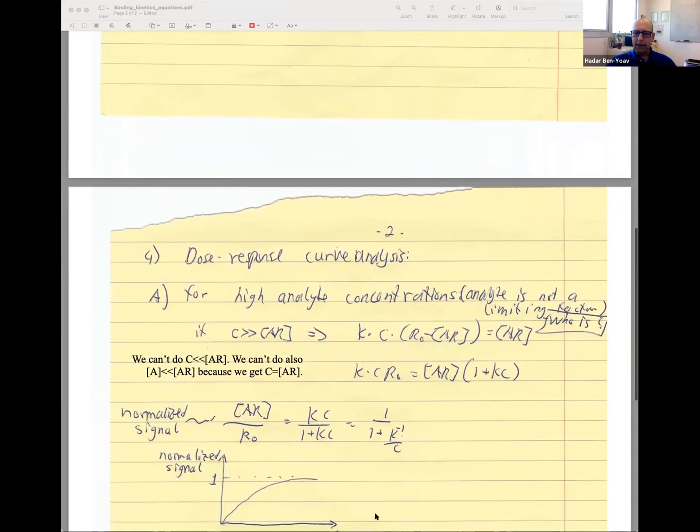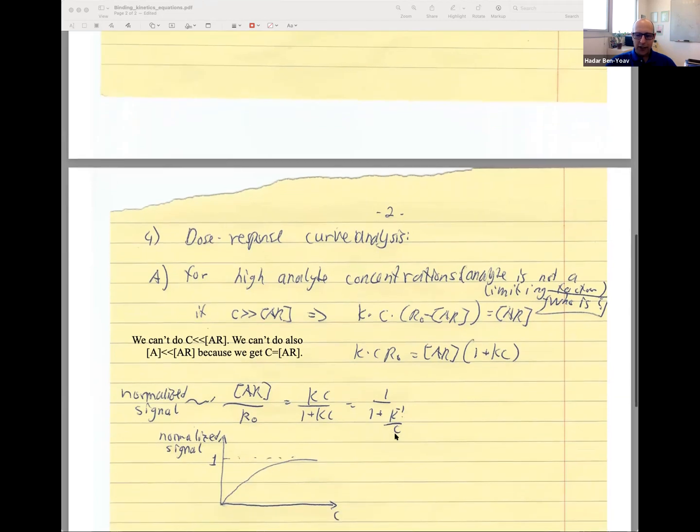Now let's see what happens in very high analyte concentrations. The normalized signal, this one as a function of the concentration, looks like this kind of curve. At a very high concentration, the analyte doesn't change anymore, and we get to a stationary maximum value of 1, meaning that the amount of AR doesn't change.